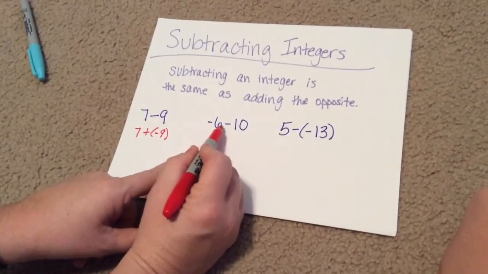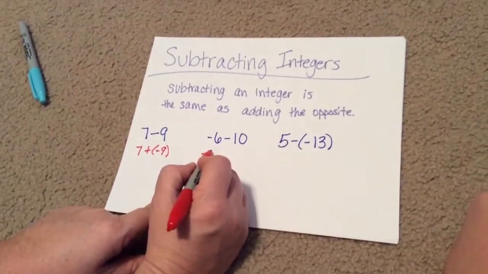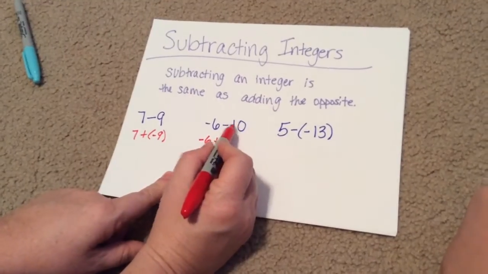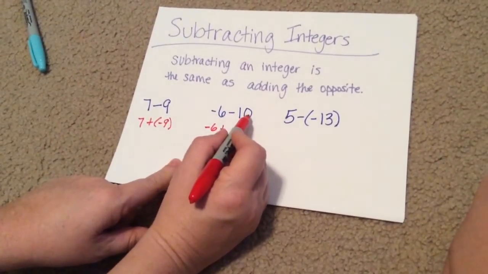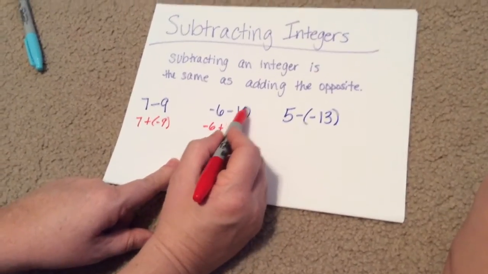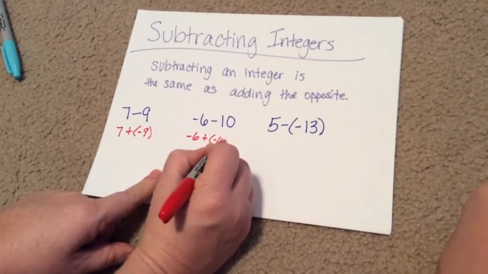Okay, right here, negative 6 minus 10, that is negative 6. Change the subtraction to addition. This is a positive 10. If it was negative 6 minus negative 10, it would be 2 negatives here. One would have parentheses, right? So the opposite of 10 would be negative 10.